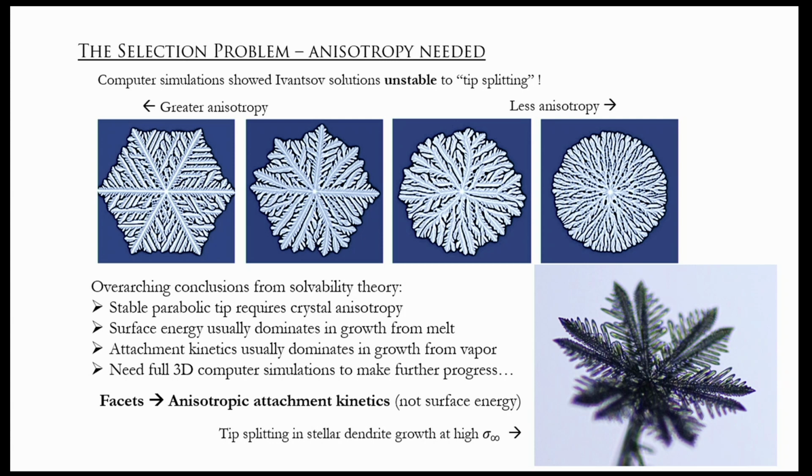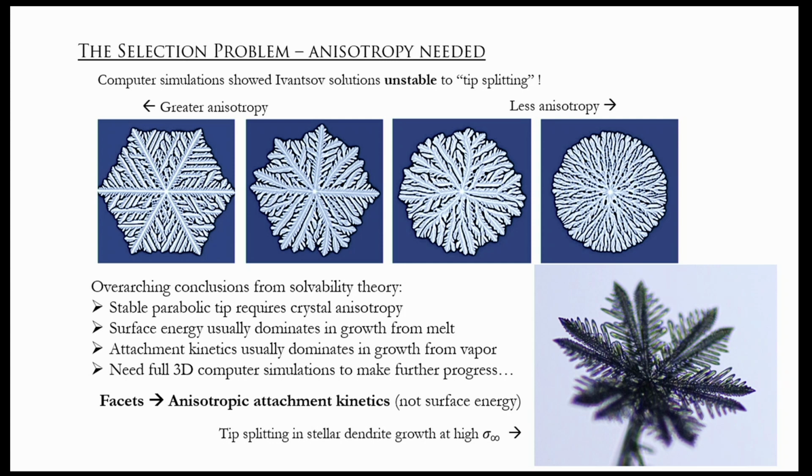One is that these stable parabolic tips require some anisotropy, crystal anisotropy usually. And so most experiments with real crystals have some anisotropy and they produce nice dendrites. You definitely see this if you start growing a crystal on the computer and you take away all the anisotropy, then you don't get a nice parabolic solution anymore.